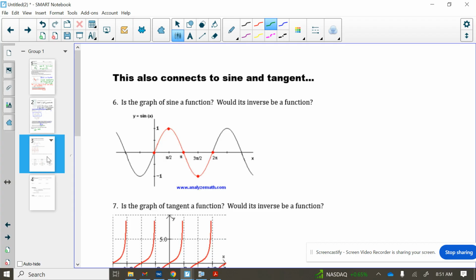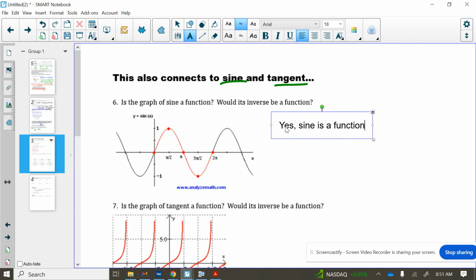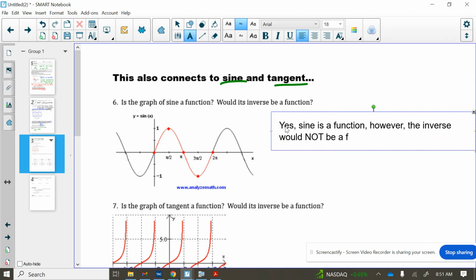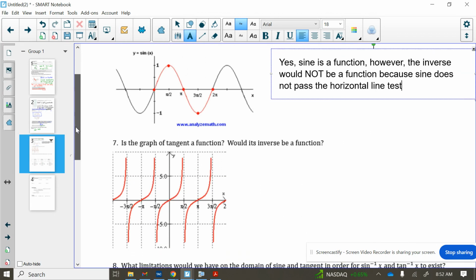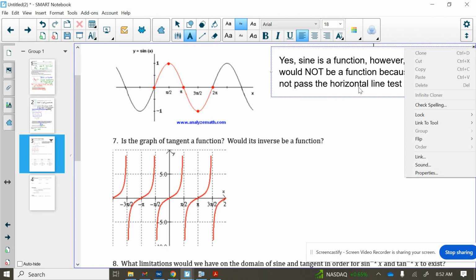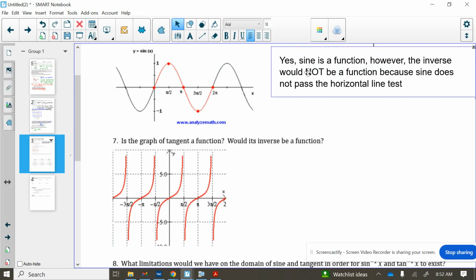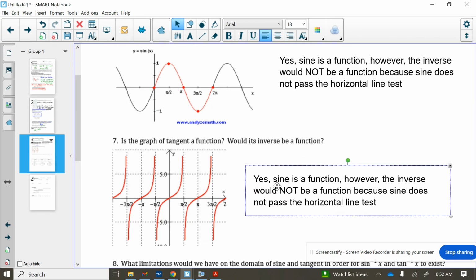Now we're also going to see restrictions happening for sine and tangent as well. Because again, if we look at the original, yes, sine is a function. However, the inverse would not be a function, because sine does not pass the horizontal line test. And this exact same thing can be said for the tangent graph as well, because tangent is going to pass the vertical line test and be a function. However, it's not going to pass that horizontal line test. So we could say the same thing with tangent, that it does not pass the horizontal line test, so its inverse would not be a function.